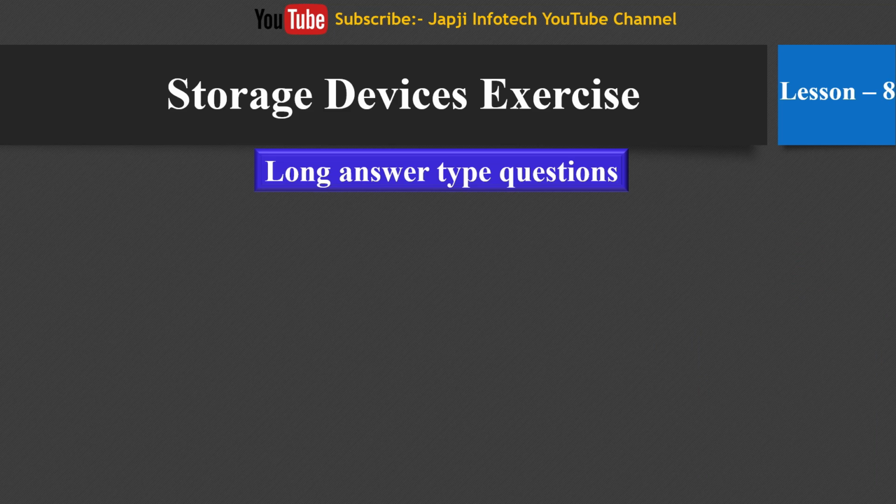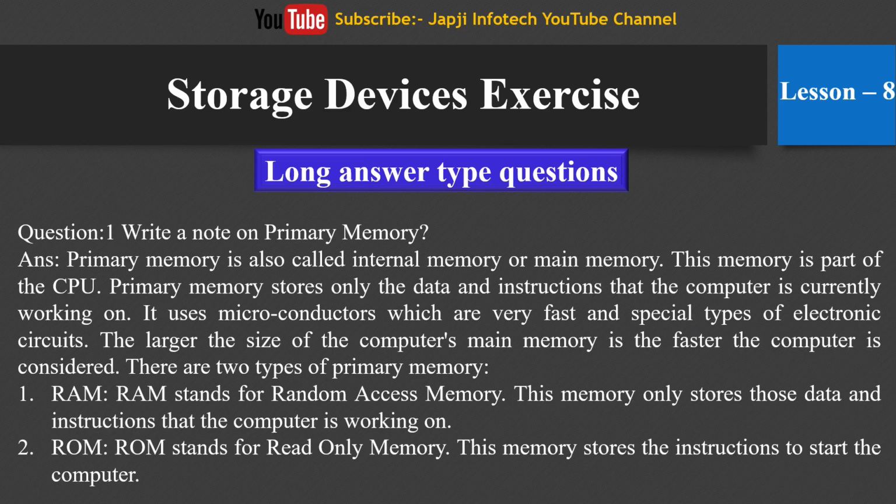So now we will learn about long answer type questions. The first question is, write a short note on primary memory. Primary memory is also called internal memory or main memory. This memory is part of the CPU. The primary memory stores only the data and instructions that the computer is currently working on. It uses semiconductors, which are very fast and special type of electronic circuit. The larger the size of the computer main memory is, the faster the computer is considered.